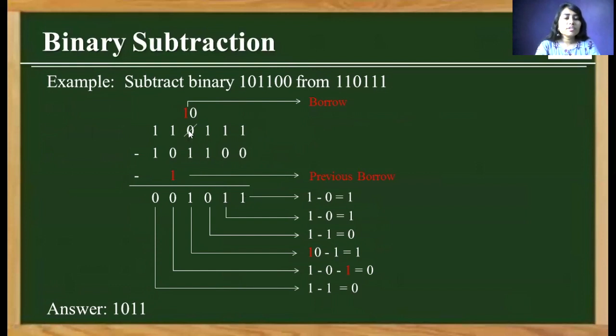Right? Now for the next bit, here 0 minus 1. But 0 minus 1 is not possible, so we have to take a borrow. So we consider this borrow. Now this number is 1 0. Now 1 0 minus 1 equals 1.